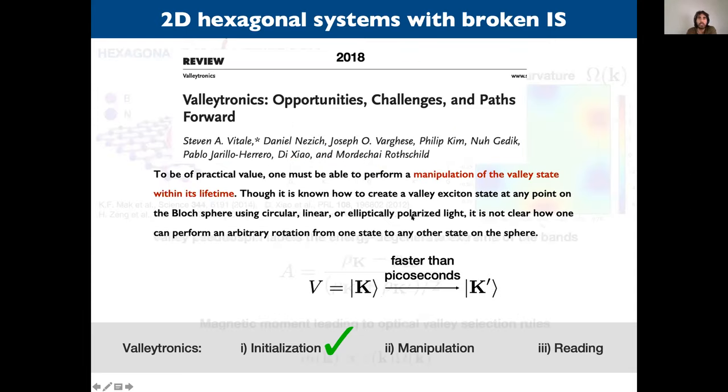And now the challenge of valleytronics is to be able to manipulate this valley state, this valley pseudospin, so to drive electron populations from one valley to the other. And for it to be of practical use, this valley manipulation must be done faster than valley depolarization, which is around 1 picosecond. And this timescale of control cannot be achieved in the one photon resonant regime that valleytronics usually operates in, since this regime requires really long pulses.